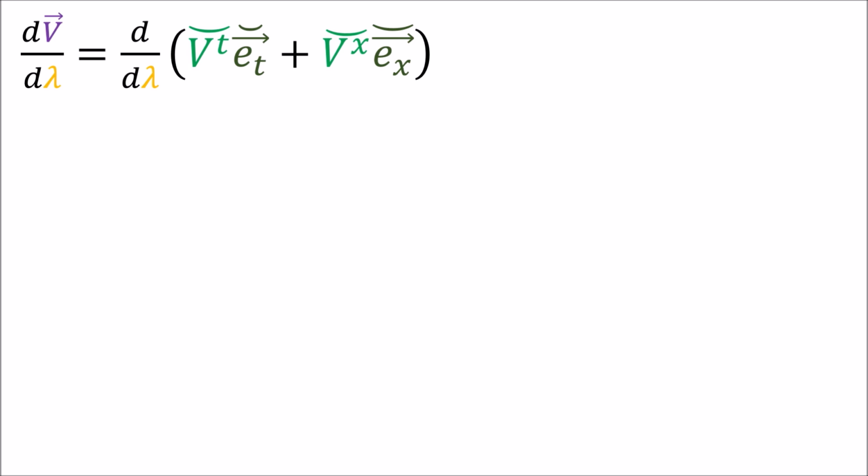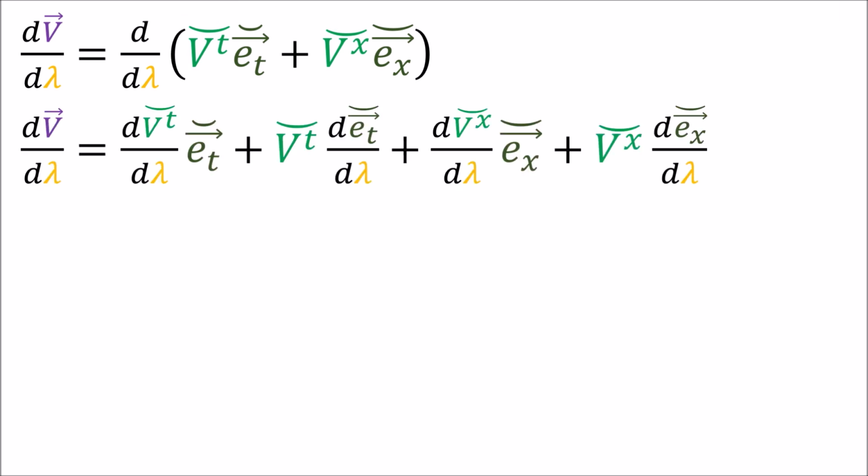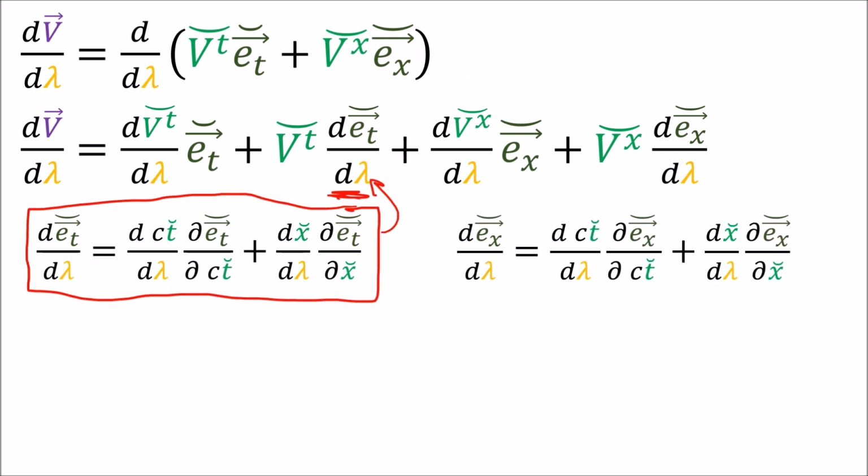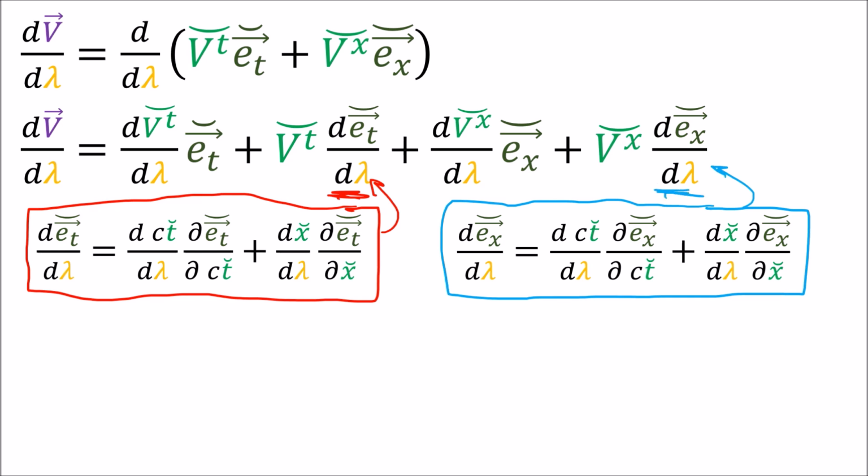So when we're taking the derivative of a general 4-vector v with respect to a general path parameter lambda in any coordinate system, here are the steps that we follow. We expand v into its components in this coordinate system's basis, and apply the derivative to each term. We then use product rule to take the derivative of v's components and also the derivative of the basis vectors. We expand the 2 basis vector derivatives with respect to lambda using multivariable chain rule, so that we get 4 derivatives of the basis vectors with respect to the coordinate variables.